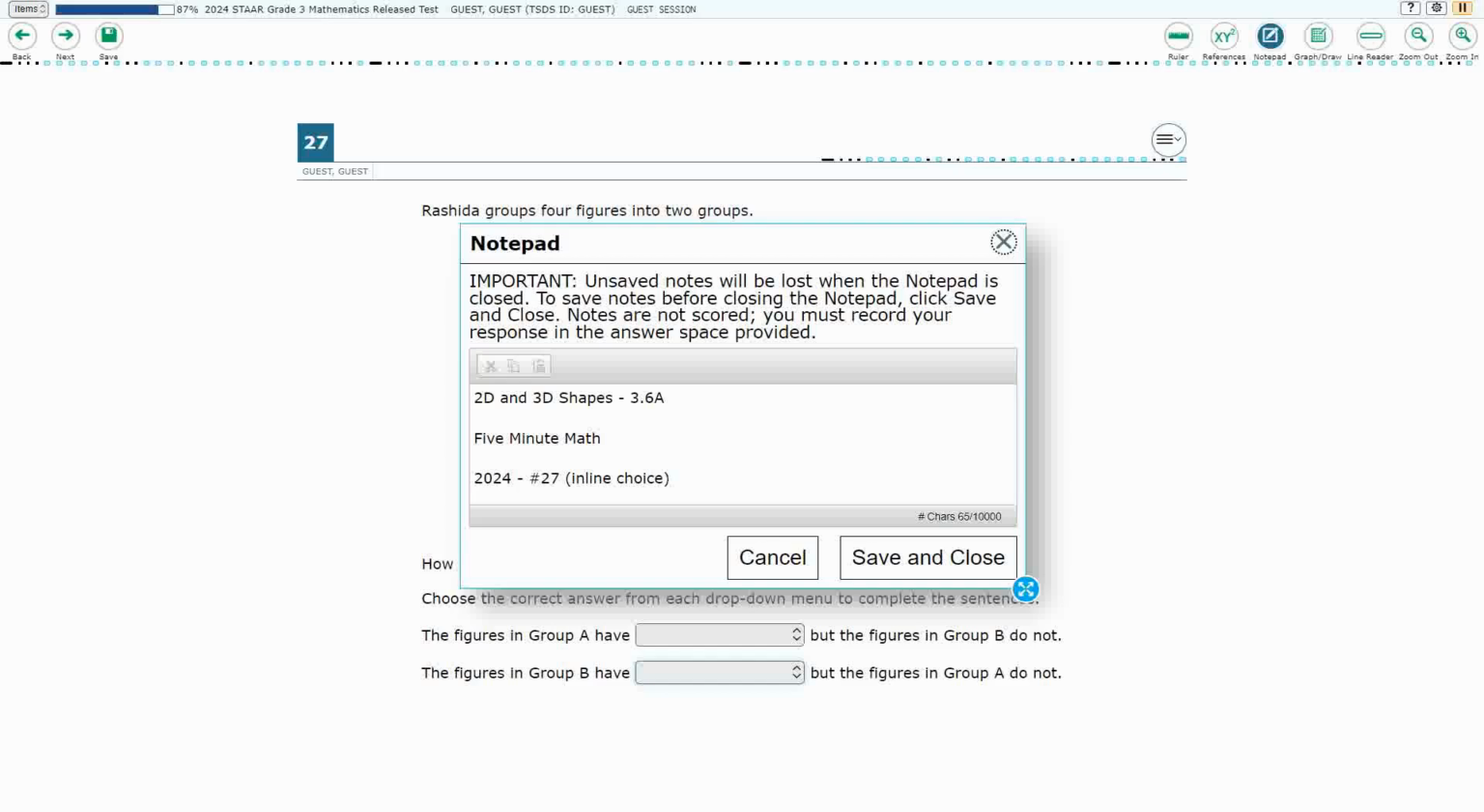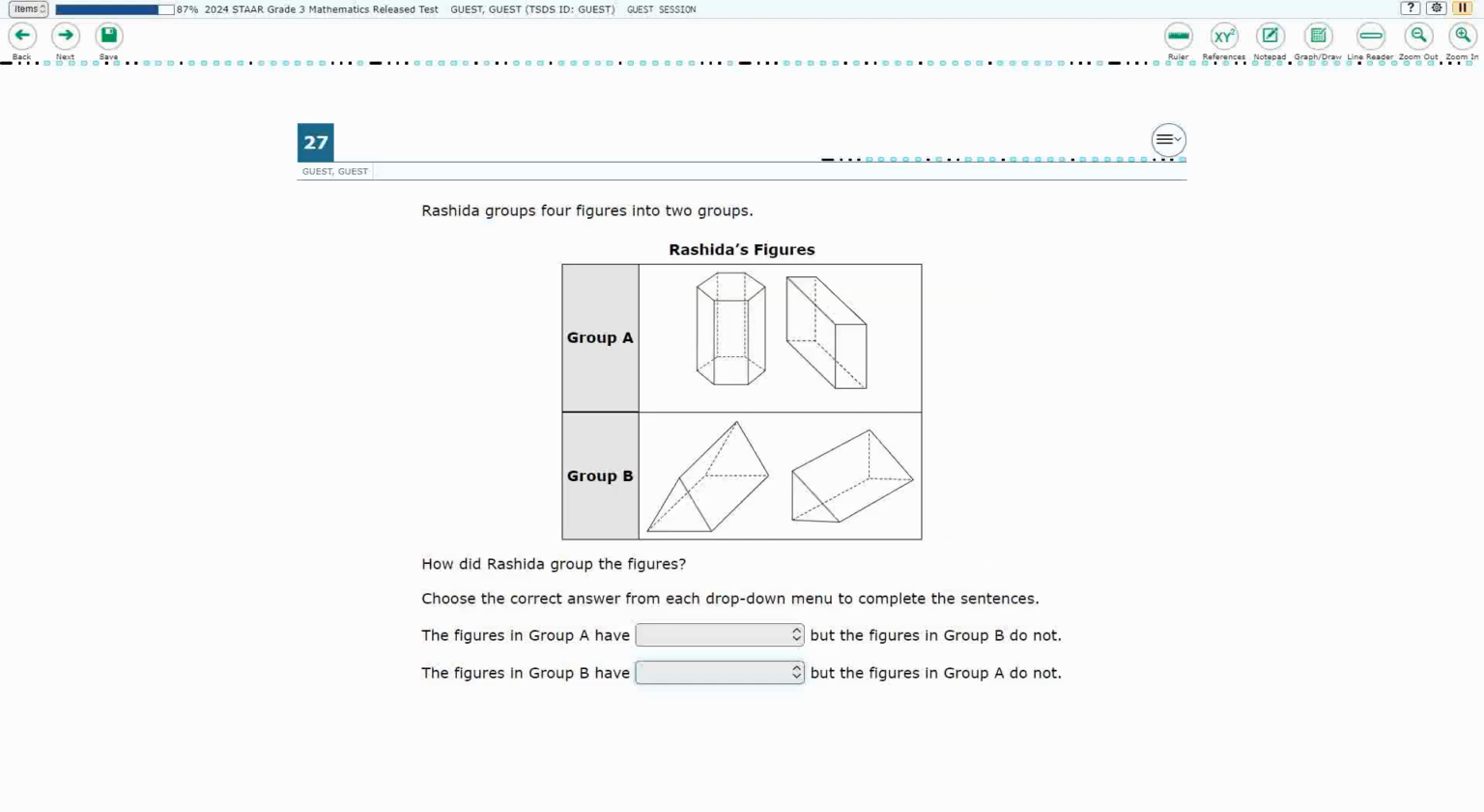Today we are looking at the third grade concept of two-dimensional and three-dimensional shapes. This is standard 3.6a in the great state of Texas, and we are using item number 27 of the 2024 release STAAR test, which is a new item type called inline choice. If you haven't done so already, please take a moment to pause the video, work the problem out on your own, unpause it, and we will look at our answers together.